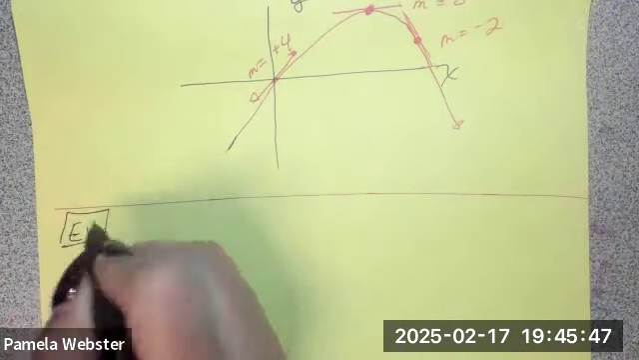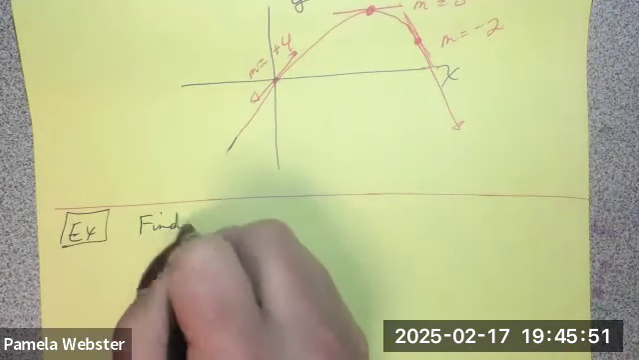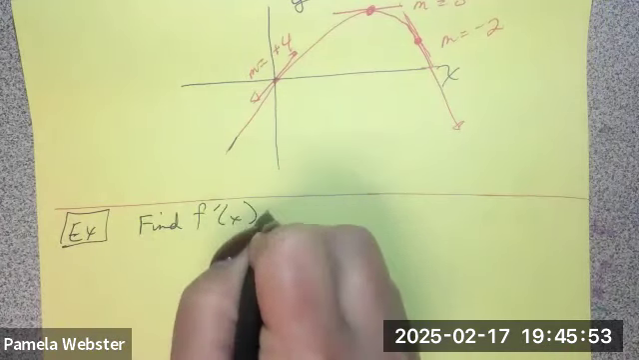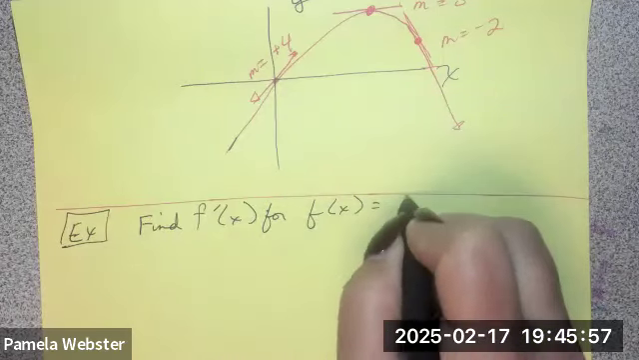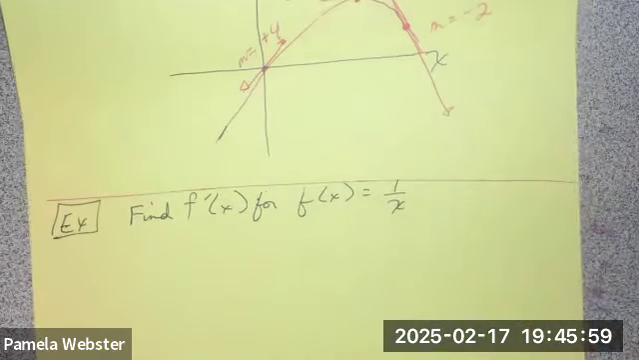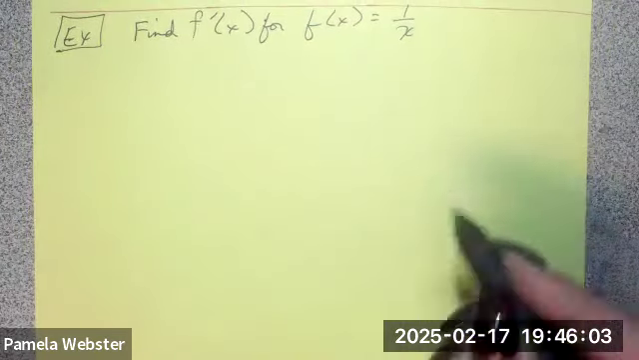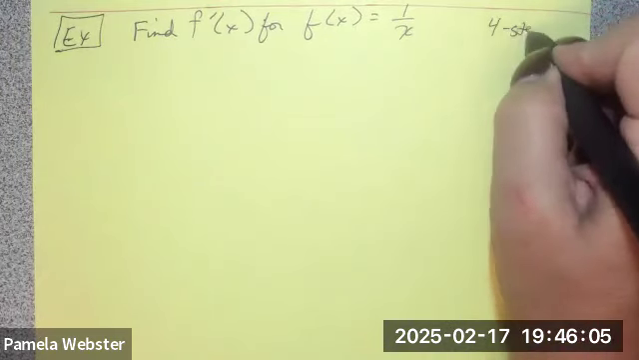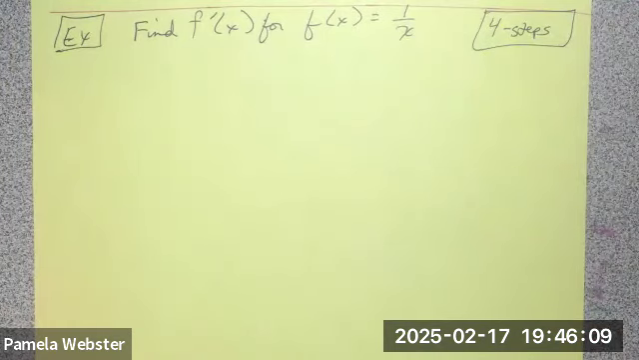Okay, now I promised you some special case guys, so here we go. A couple of examples. Find f prime of x whenever we have f of x equals 1 over x. Okay. And so far, the only way we knew how to do that is our 4-step process, right? So that's what we're going to work on using IROC, all that good stuff.